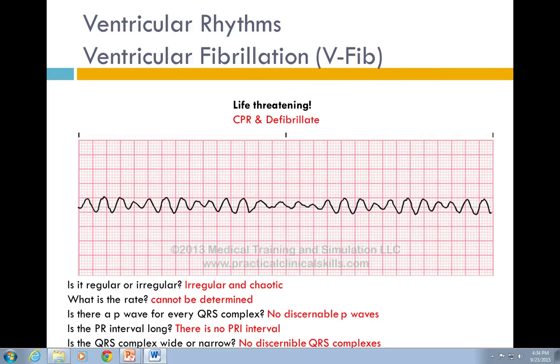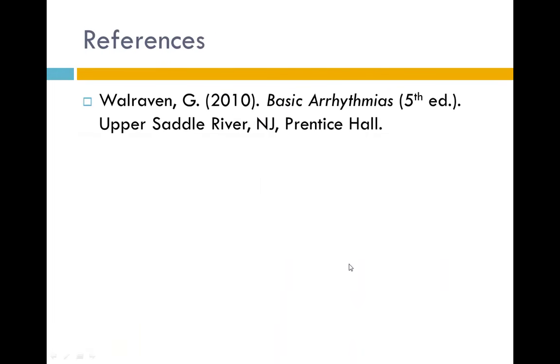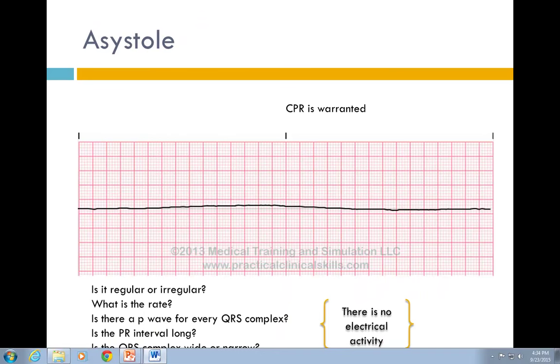All right, so the last one I ended on was asystole. When all electrical activity within the heart ceases, it is seen on the EKG as a straight line. In a lot of movies, you'll hear that the patient has flatlined. The arrhythmia is called asystole, and CPR is warranted for this one.